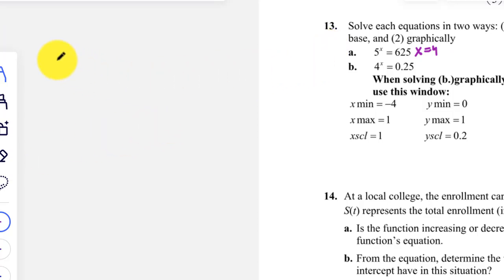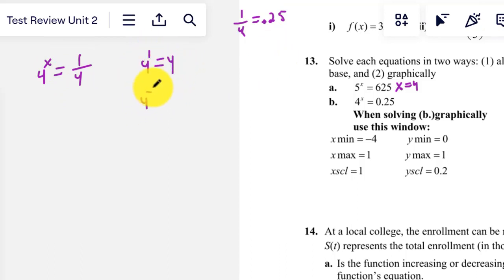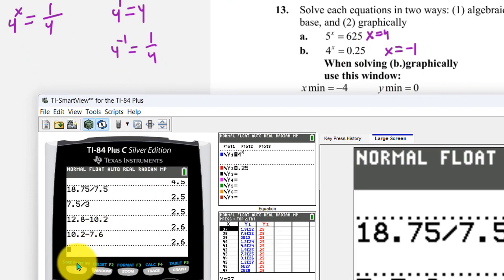All right, so again, algebraically, 4 to the x equals, instead of writing 0.25, I'm going to write 1 over 4, because isn't 1 over 4 the same as 0.25, right? So what value of x would make this true? Well, we know that 4 to the 1 equals 4, so 4 to the negative 1 equals 1 over 4, right? So the answer should be x equals negative 1. Now, if the algebra wasn't obvious to you, you can always get out of a jam by graphing the left side and the right side of your equation.